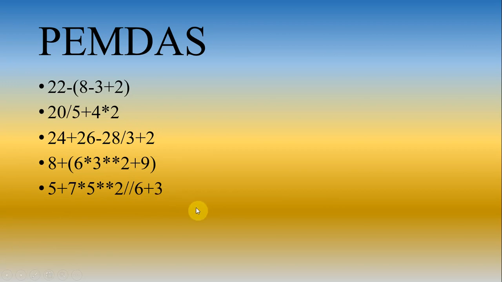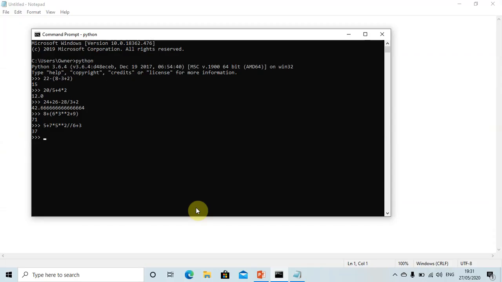Now let us check whether what we are thinking is correct or not. So I have put here the same expression and Python is giving us the value 37. Okay, so I hope you have understood the PEMDAS rule and also the order of operation if an expression contains more than one operator.